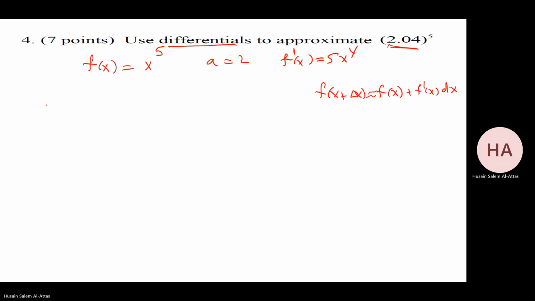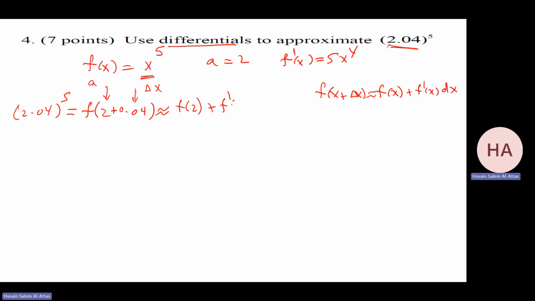So this is my function. I know in 2.04 to the power 5, this is f of 2 plus 0.04 for this function. So this is delta x. This is a. This is approximately f of 2 plus f prime at 2 times dx. This delta x is the same as dx. What is f at 2? 32. F prime at 2, 80. And dx is 4 over 100.